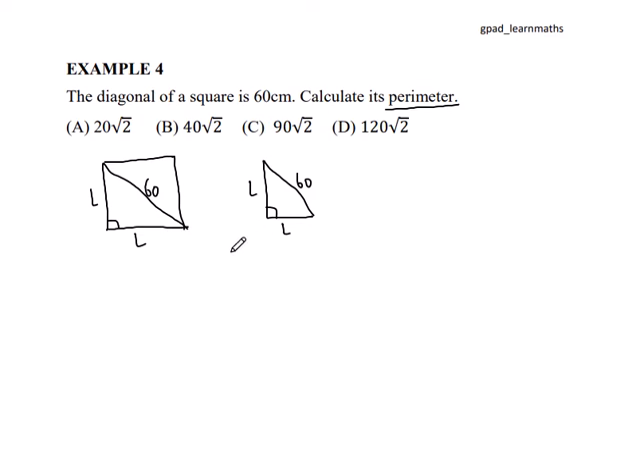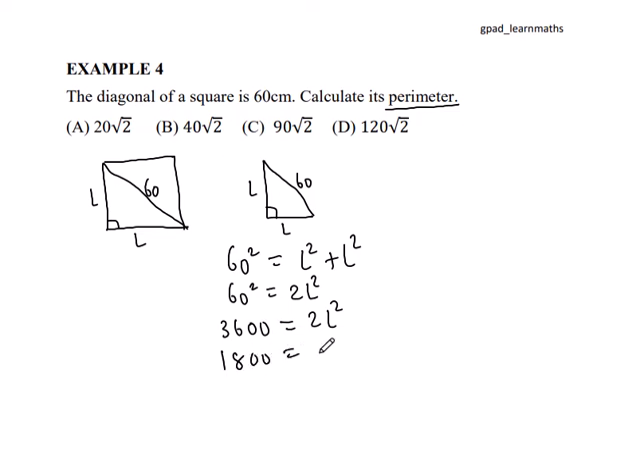The formula says that the square of the longest side, and this side 60 is the longest side because it's facing the right angle, is equal to the sum of the squares of the other two sides. So 60 squared is equal to L squared plus L squared. That will give you 2L squared. Now what's 60 squared? That is 3600, and this is equal to 2L squared. So divide both sides by 2, and here you will have 1800 is equal to L squared.